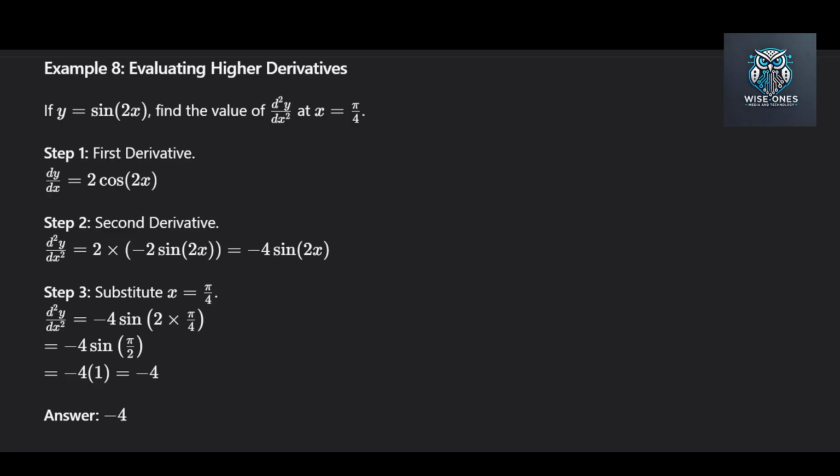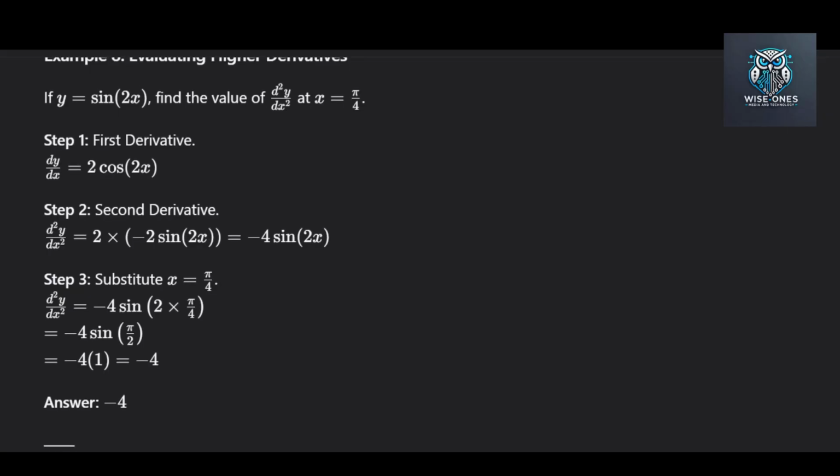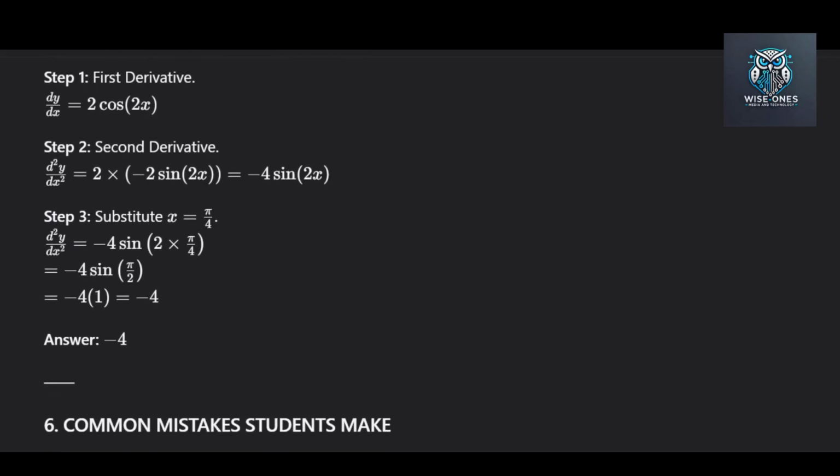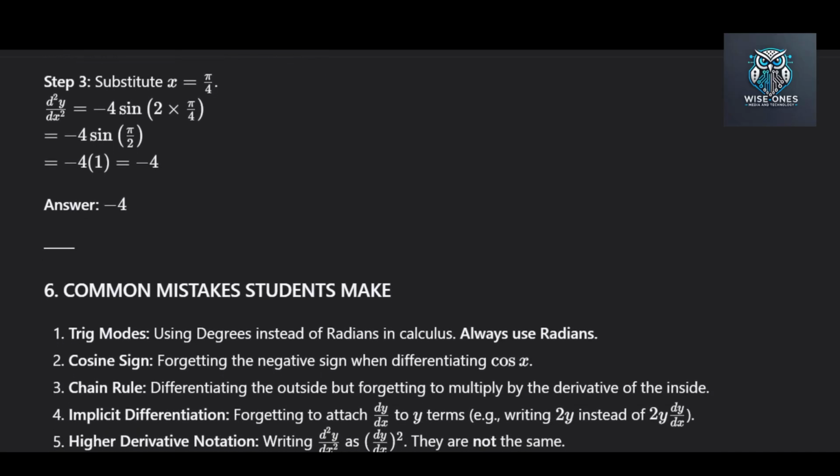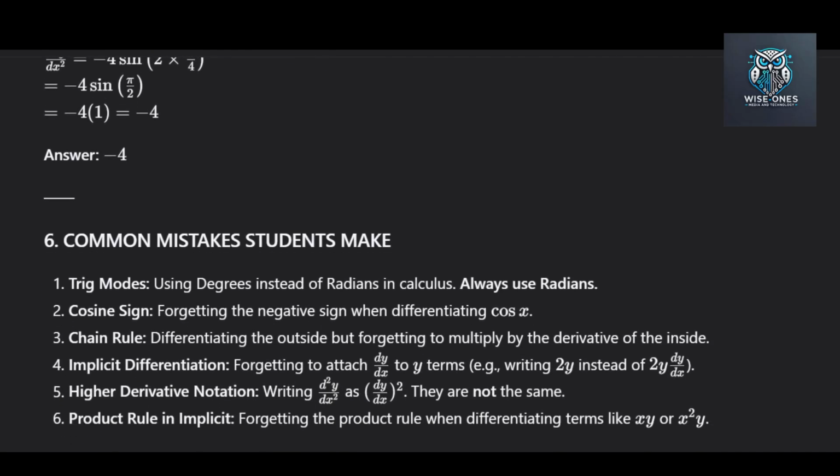Step 3. Substitute x equals pi over 4. d squared y over dx squared equals negative 4 sine of 2 times pi over 4. 2 times pi over 4 is pi over 2. So we have negative 4 sine of pi over 2. Sine of pi over 2 is 1. So negative 4 times 1 is negative 4. Answer, negative 4. Remember to use radians for trig functions in calculus.